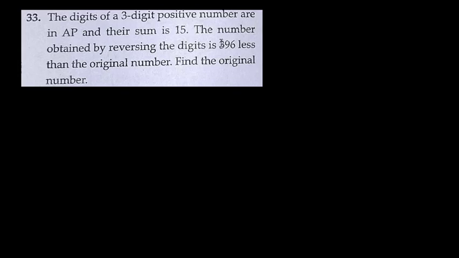The question is very different. We have 3 digits of a 3-digit number. They are in AP and their sum is 15. The number obtained by reversing the digits is 396 less than the original number. We have to find the original number.